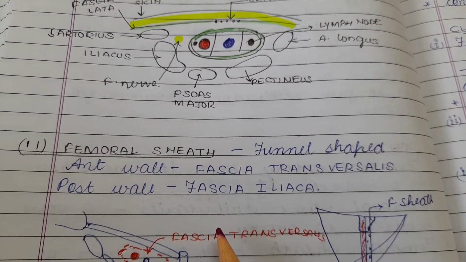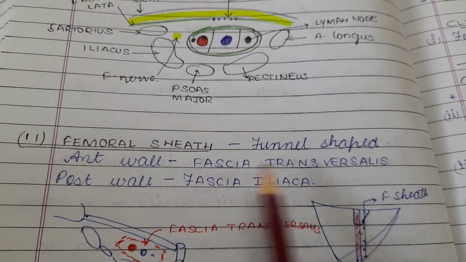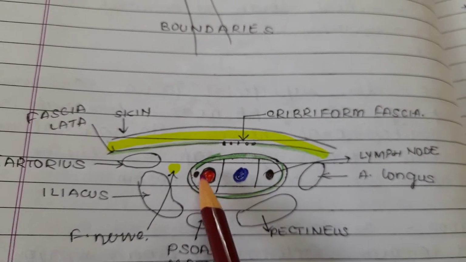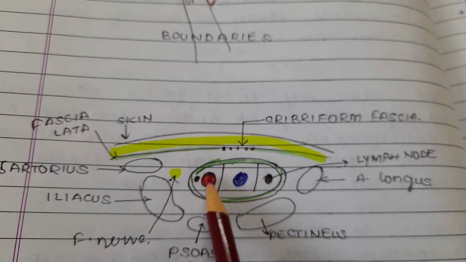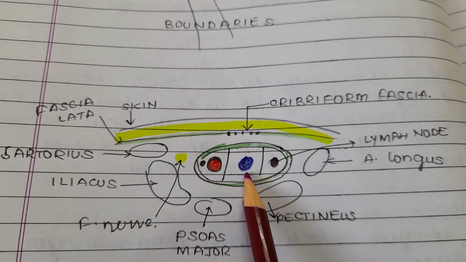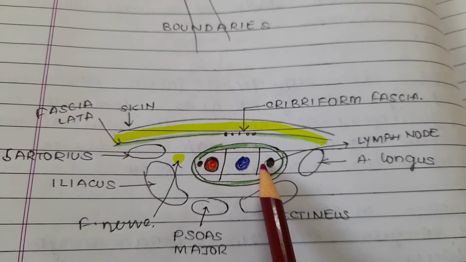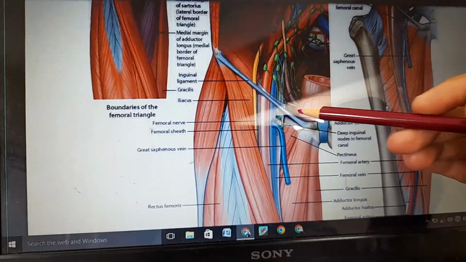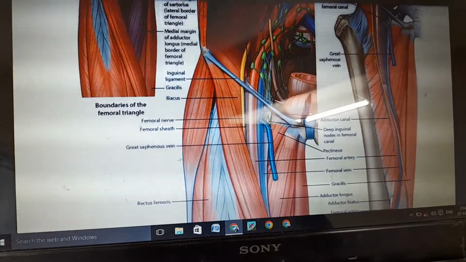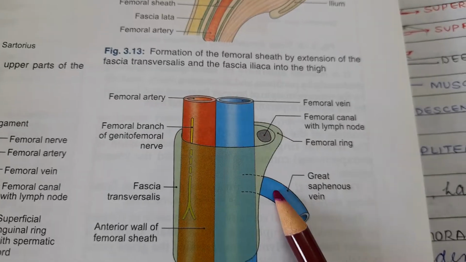The femoral sheath in the anterior wall is formed by the fascia transversalis, and the posterior wall is formed by the fascia iliaca. Femoral sheath has 3 compartments. Towards the lateral side is the compartment for femoral artery, intermediate compartment for the femoral vein, and the medial compartment is for the lymph node. The medial compartment of the femoral sheath is also known as the femoral canal. In this diagram, this is the femoral canal with lymph node.